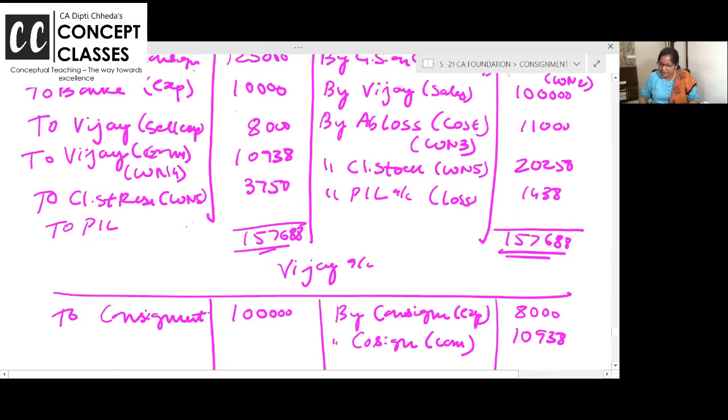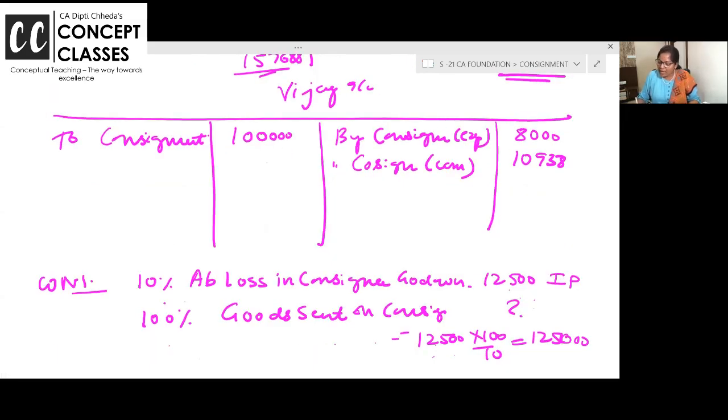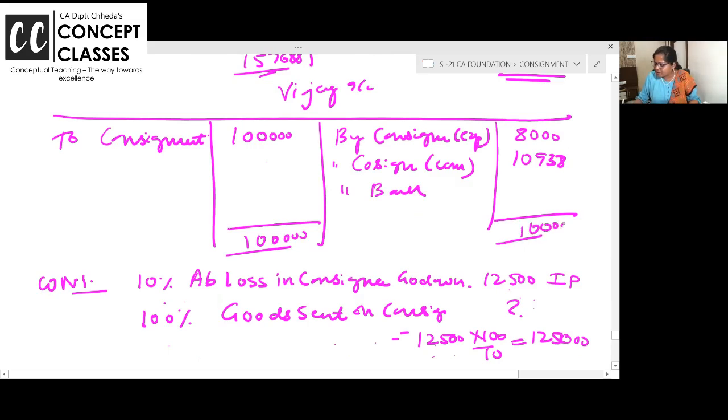Let us close consignee's expense. Out of 1 lakh sales, Vijay, take your expense, take your commission, and give us the check, or finish it. They said balance proceeds are received. To receive the balancing figure and close it. Vijay, you have sold the goods of 1 lakh minus 8,000 minus 10,938. 81,062. Close it.